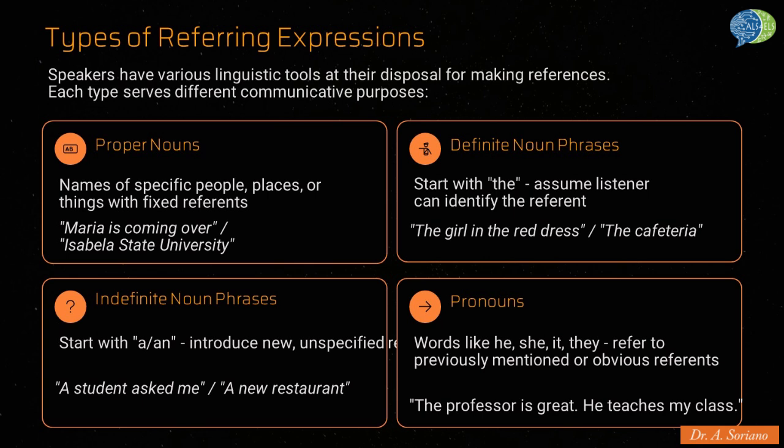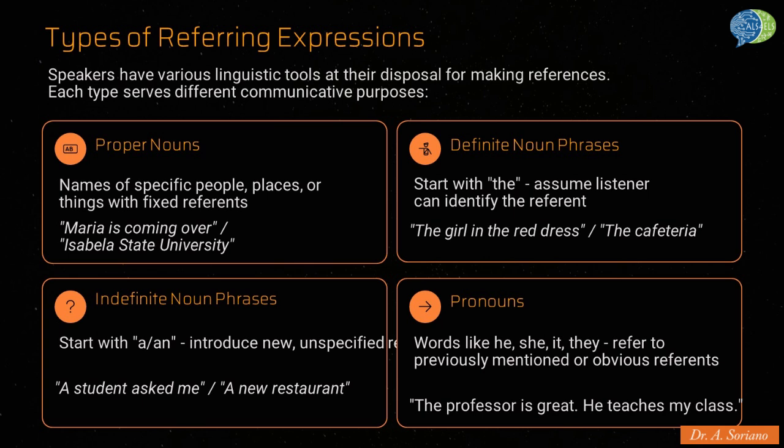Speakers have a toolbox of linguistic tools for making references. The tool they choose depends on the communicative purpose and the context. There are 4 main types. Proper nouns, these are names of specific people, places, or things with fixed reference. Think Maria, or for us, Isabela State University. Definite noun phrases, these start with "the." By using "the," the speaker assumes the listener can already identify the referent. Examples are, the girl in the red dress or the cafeteria.